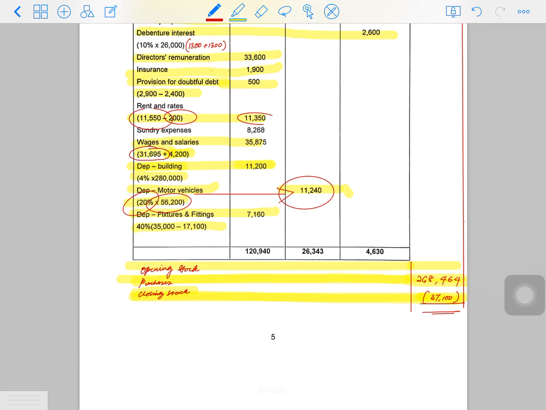Sundry expense. Next item, rates kita dah settle tadi. Next item, sundry expense 8268. Ini akan masuk dalam admin expense, sundry expense, admin expense. Lagi? Is there any other? Sales. Okay. Sales akan masuk dalam statement of comprehensive income, sales. Okay. Masuk situ. And then ordinary shares, this is under statement of changes in equity.